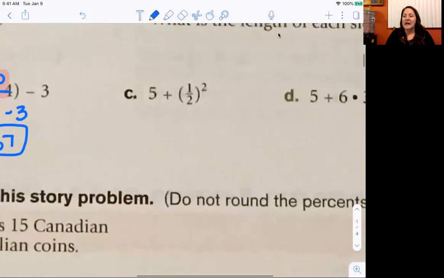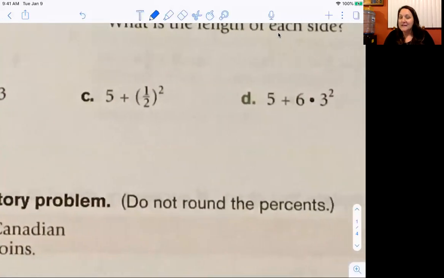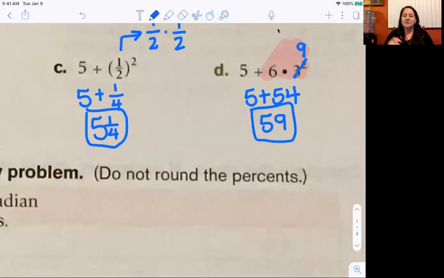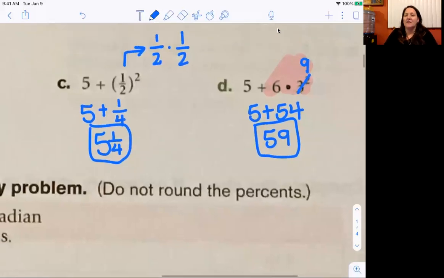Please do C and D. Don't be scared on C, because 1/2 squared is just 1/2 times 1/2. Go ahead and try C and D. Okay, let's check. So 1/2 times 1/2 is 1/4. 5 plus 1/4 is just 5 1/4.